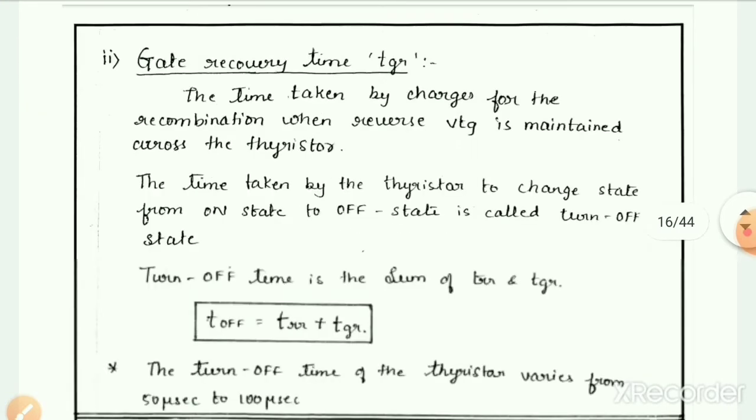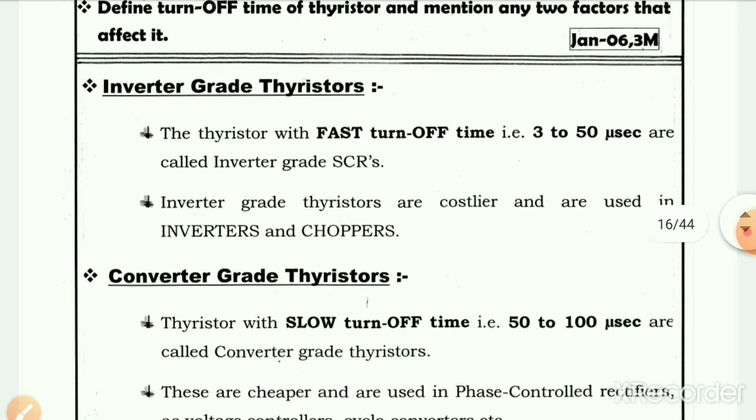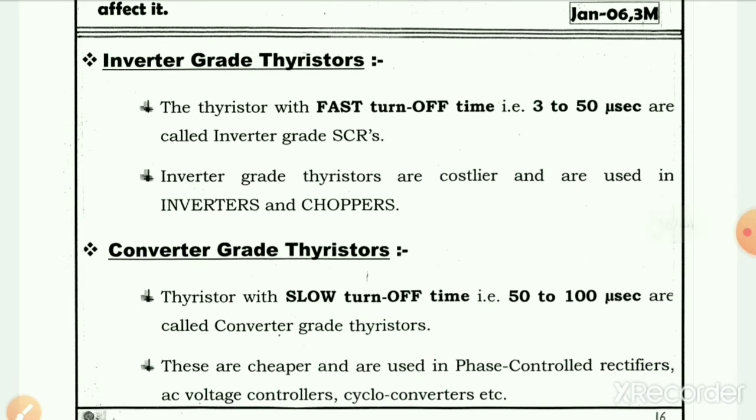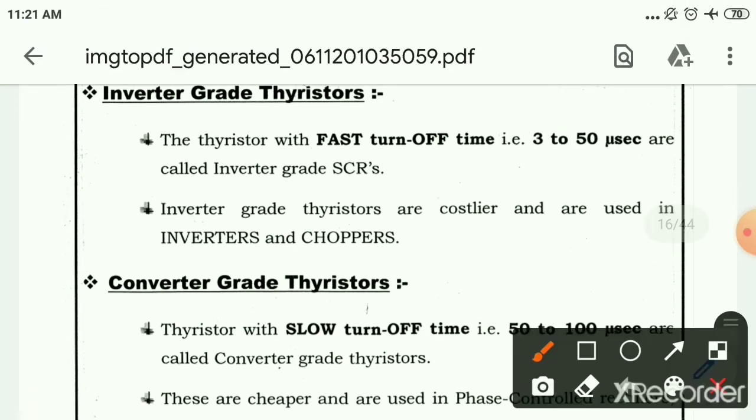Yes, turn on and turn off characteristics of your SCR. Then inverter grade thyristors. There are different types of thyristors. The inverter grade thyristors are the thyristors with a very fast turn off time, of the order of 3 to 50 microseconds, so they are called inverter grade silicon controlled rectifiers.